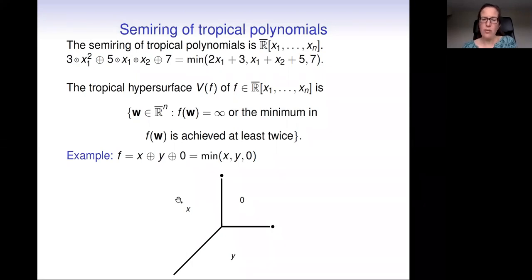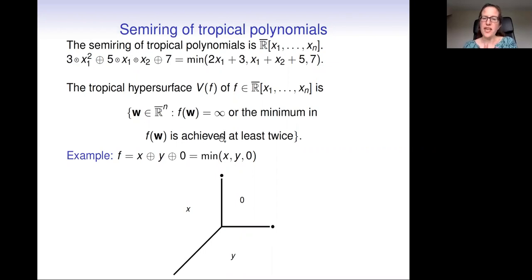So where is the minimum achieved at least twice? On the positive x-axis, the minimum of x, y, and 0 is both 0 and y. On the positive y-axis, the minimum is both 0 and x. And on the line y equals x, negative, the minimum is both x and y. And then I've got these two dots. This is the point infinity, comma 0, and 0, comma infinity. So those are also points in this hypersurface.